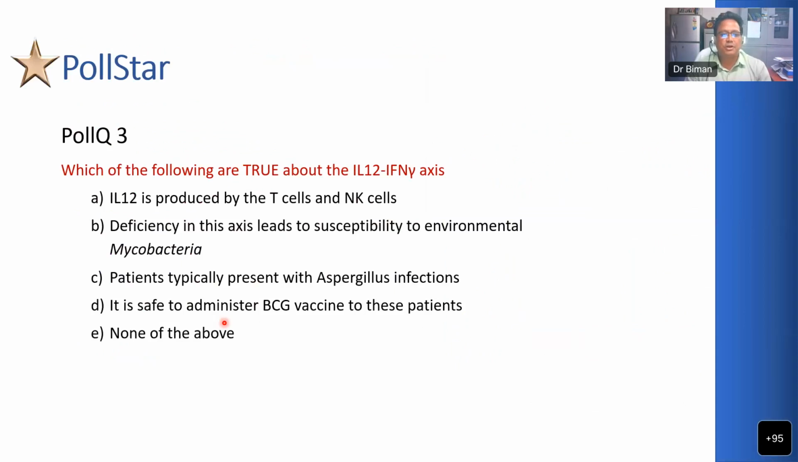Which of the following are true about the IL-12 interferon gamma axis? A: IL-12 is produced by the T cells and NK cells. B: Deficiency in this axis leads to susceptibility to environmental mycobacteria. C: Patients typically present with aspergillus infections. D: Safe to administer BCG vaccines to these patients. E: None of the above. Which is true?